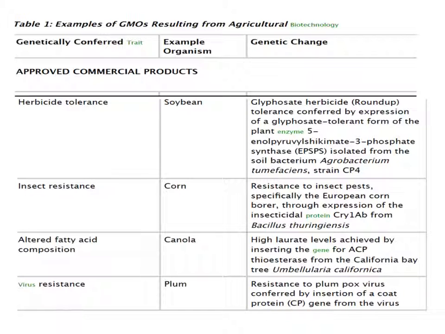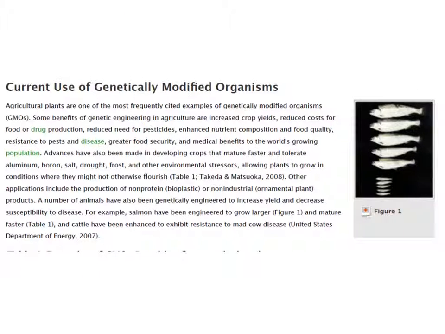But if you also notice that salmon example isn't here. It's not one of the ones that are already approved. Back to that particular paragraph where it's talking about the salmon. So at the bottom sentence it says, for example, salmon have been engineered to grow larger, that's figure 1, and mature faster, which is table 1. And cattle have been enhanced to exhibit resistance to mad cow disease.